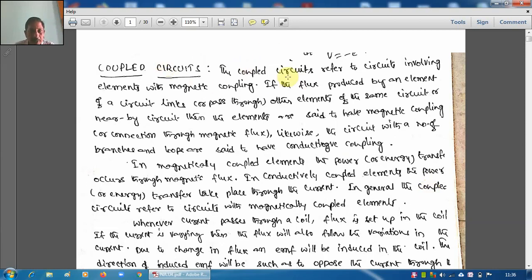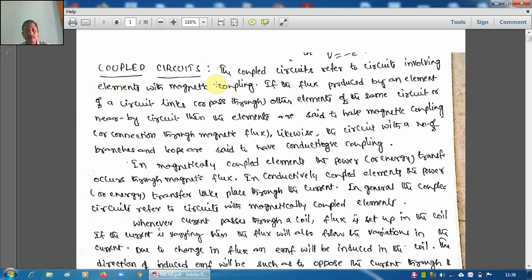First part, that is magnetic circuits. In that, we have to see self-inductance, mutual inductance and the concept of coupled circuits, or coupled coils. These terms, self-inductance and mutual inductance, generally refer to coupled coils or coupled circuits. You see here, coupled circuits. Coupled means magnetically coupled. So these are also called coupled coils.